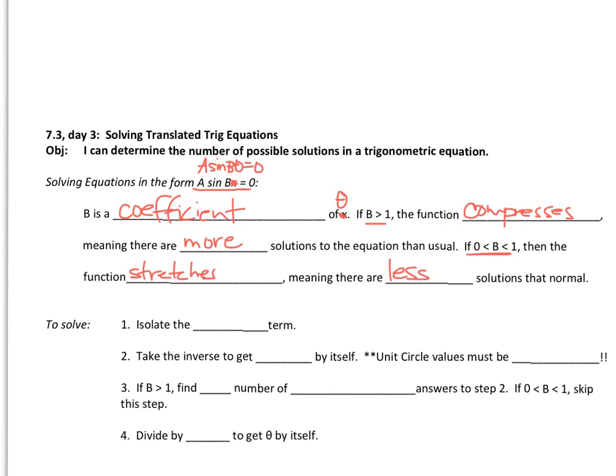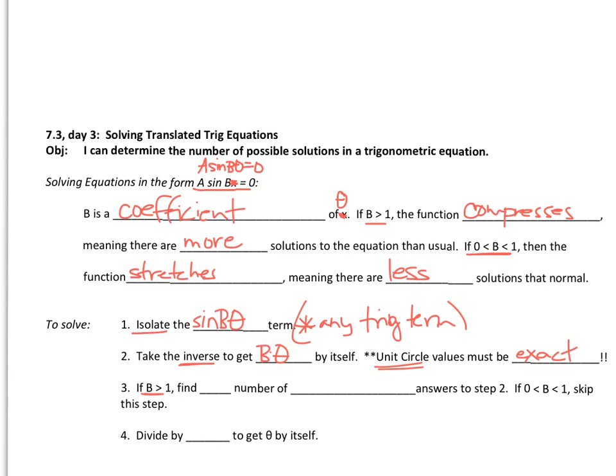The first thing you want to do is isolate your sine b theta term, or whatever the trig term is. It could be any trig term, like cosine, tangent, and so on. You want to isolate that term. Then you want to take the inverse to isolate the b times theta. If you have unit circle values, they must be exact, whether you're in degrees or radians.